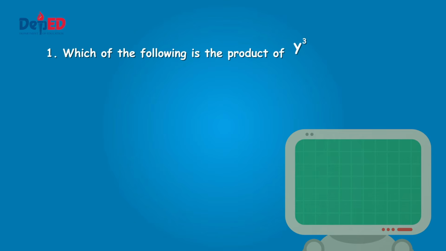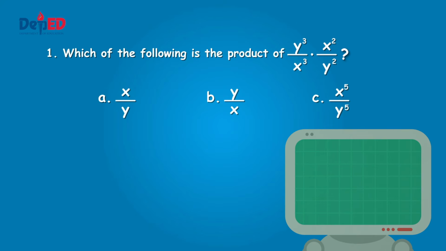Number 1. Which of the following is the product of y cubed over x cubed times x squared over y squared? Is it A, x over y, B, y over x, or C, x raised to 5 over y raised to 5?